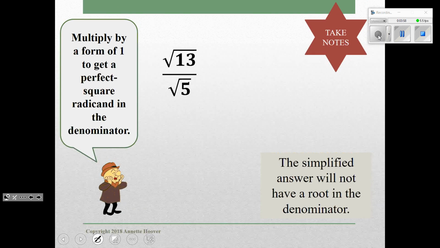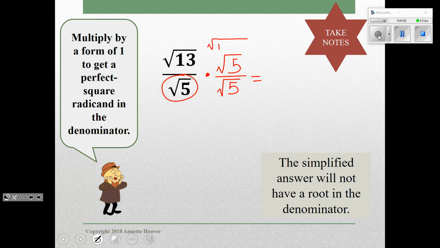Here we have the square root of 13 divided by the square root of 5. We're going to rationalize the denominator again. That means we're going to take the denominator and make that into a fraction equal to 1 by putting the same thing on the top and the bottom. We multiply across. So on top we have the square root of 13 times 5, and 13 times 5 is 65, so now we have the square root of 65. In the denominator, we have the square root of 5 times 5, which is 25.